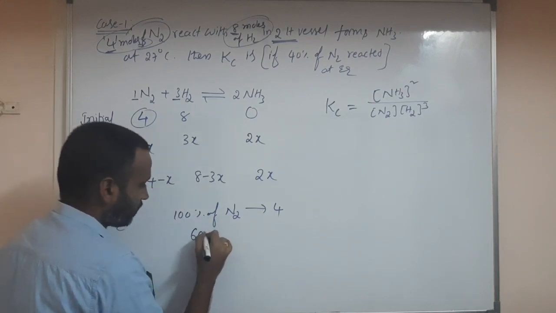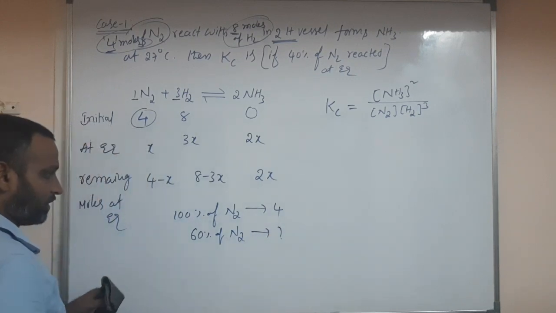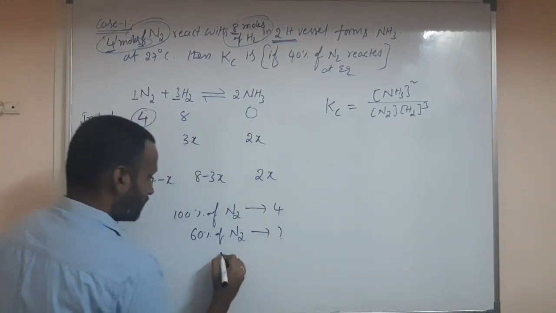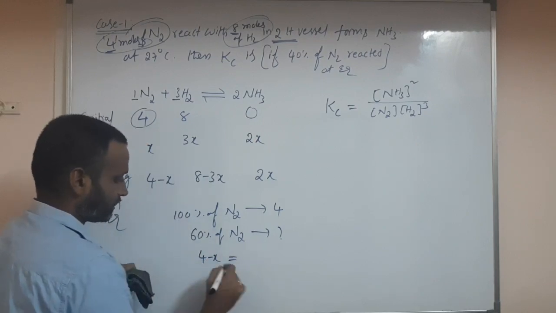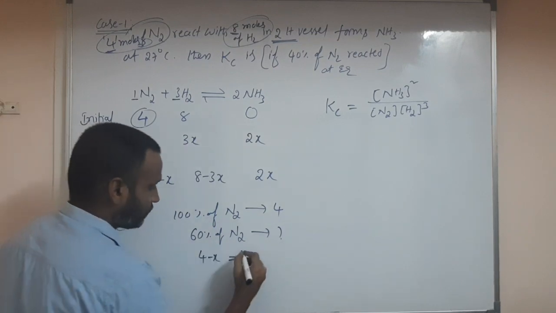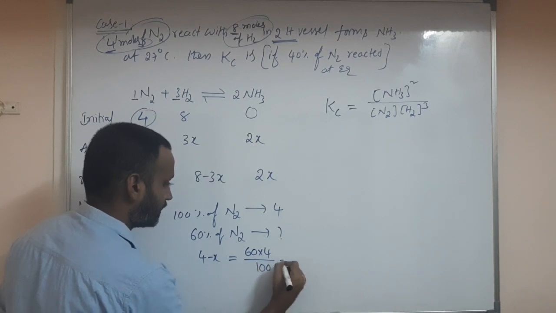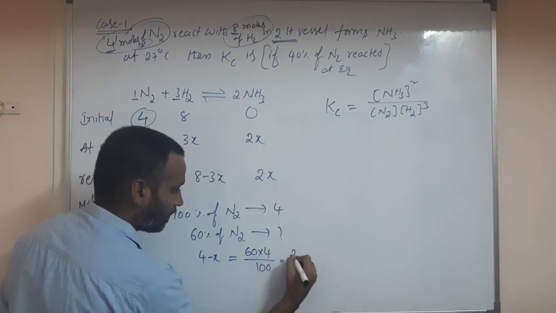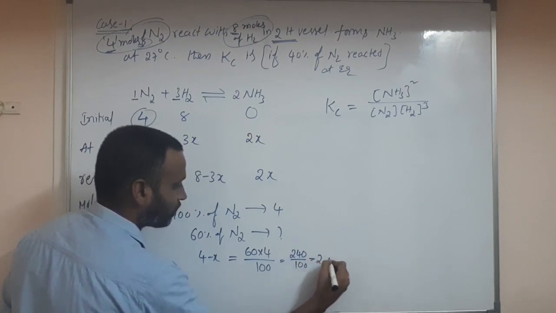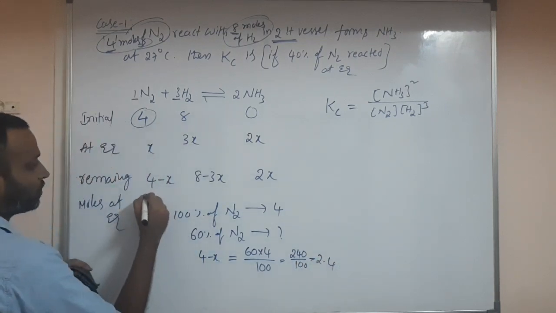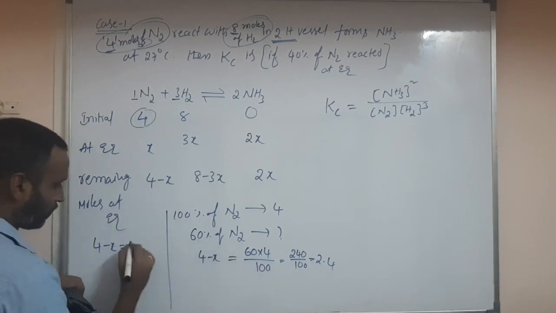So 60% of N2 means how much? Very simple. 60% of N2 is 4 minus x. Understanding? So 4 minus x means 60 into 4 by 100, which is 240 by 100, so it's 2.4. So here I can say 4 minus x is 2.4.